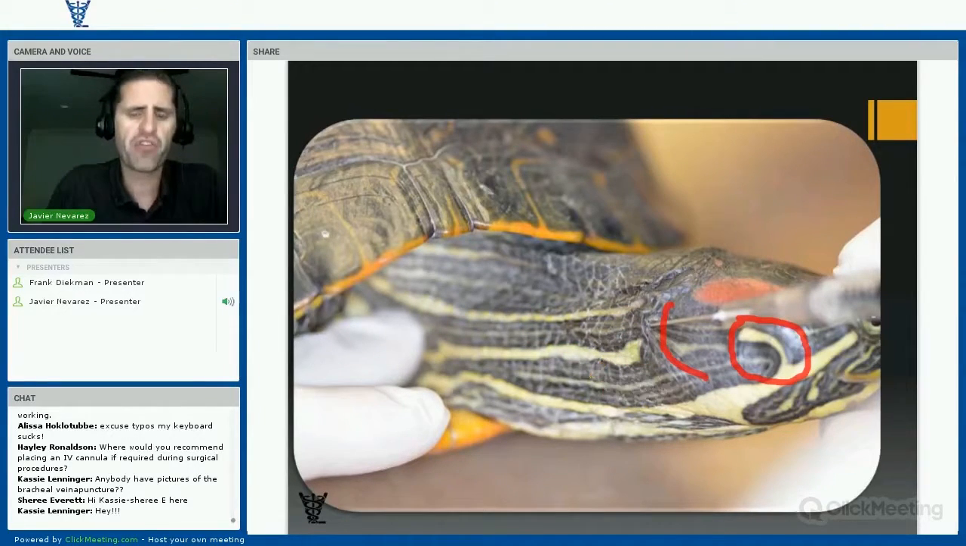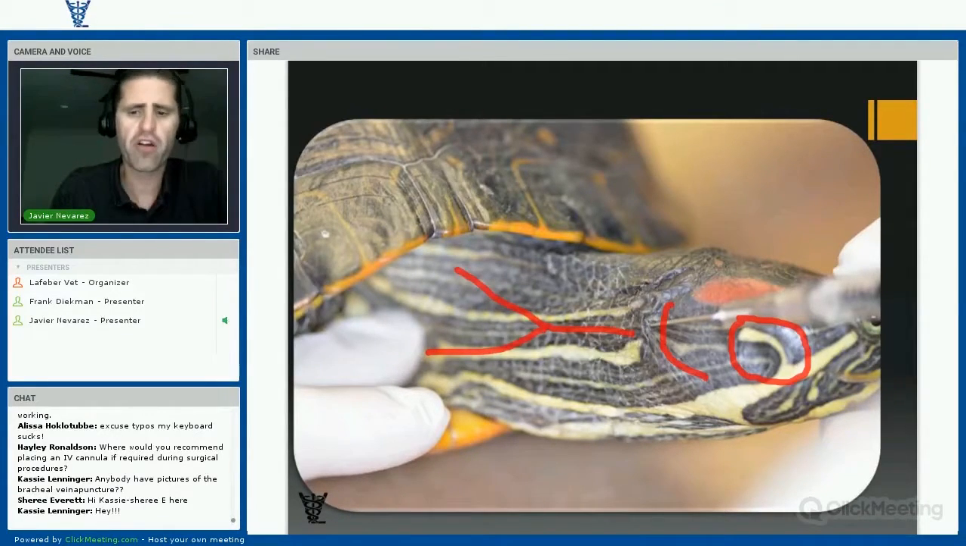Now, the challenge with chelonians is that some of them have a single jugular, but some of them, their jugular will do this, and then it'll split into a dorsal branch, and then it'll split into a ventral branch. And this varies quite a bit with the chelonian species. Some of the sliders have a lot of this split into a dorsal and a ventral branch. Some of them it doesn't. So it's a lot of variability.